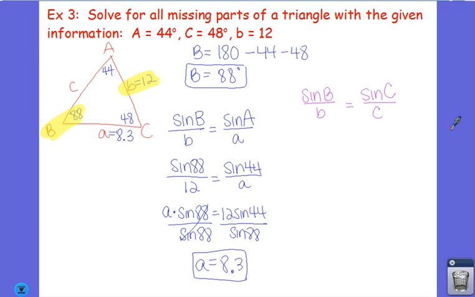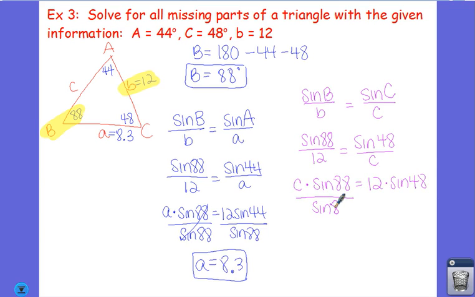Alrighty, so let's see what we ended up with. You should have had the sine of 88 over 12 equals the sine of 48 over c. You should have cross multiplied and gotten c times the sine of 88 equals 12 times the sine of 48. You should have divided by the sine of 88. That leaves you, once you put all that in your calculator, with 8.9. So c is 8.9.